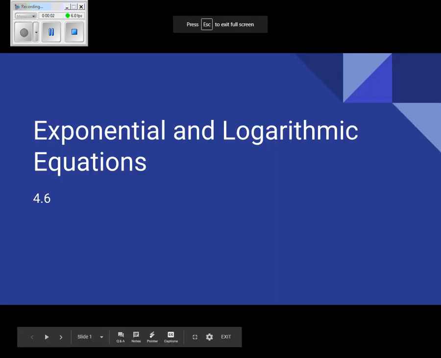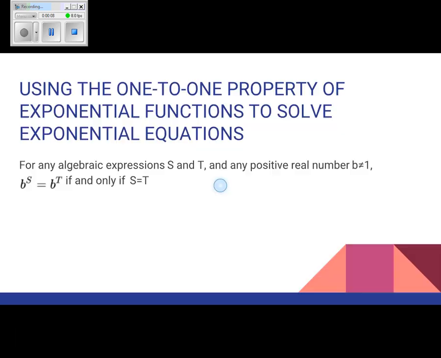All right, exponential equations today. I'm going to save the logarithmic equations for the next video, so we'll just be doing half of this lesson in this video. First up is a very basic exponential equation.